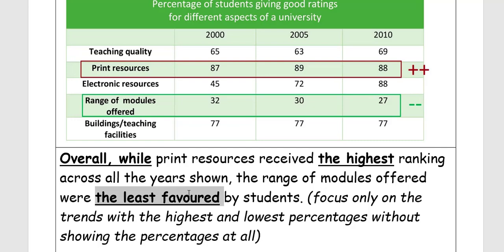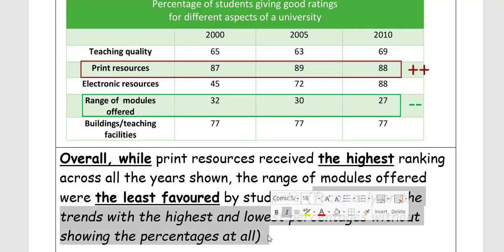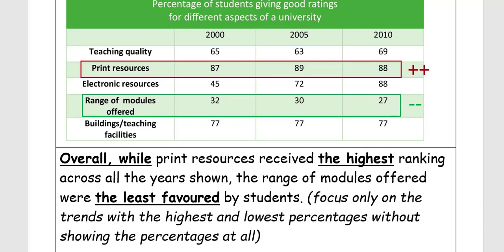So favorite basically means favorite, something that you like, something that you prefer. And so here, favored, less favored, the least favored. So show this contrast, show the difference between the highest percentages and the lowest percentages. So focus only on the trends with the highest and lowest percentages without showing the percentages at all. So this is our strategy. Next.